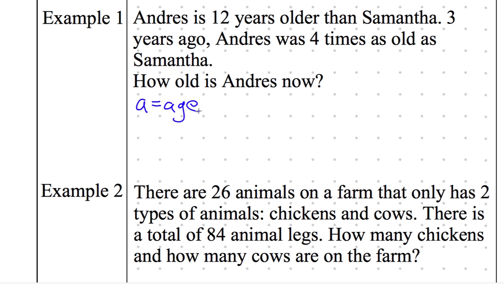Let's try to convert this and see if we even need a second variable. So if Andres is 12 years older than Samantha, how do we say this first sentence using our variable? It is going to be plus. Yeah. Andres is. So how are we going to say Andres? Is A the age of Andres or is A the age of Samantha? We have to all come to a decision. Or maybe we want 2 different variables. I don't know. A is going to be age of Andres.